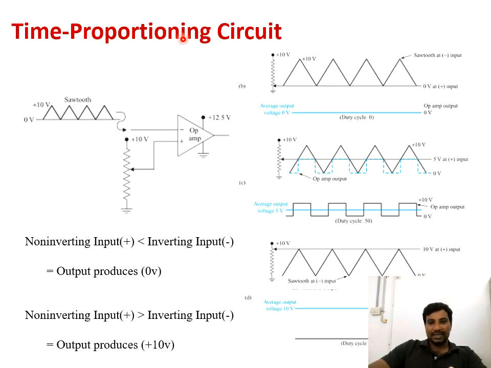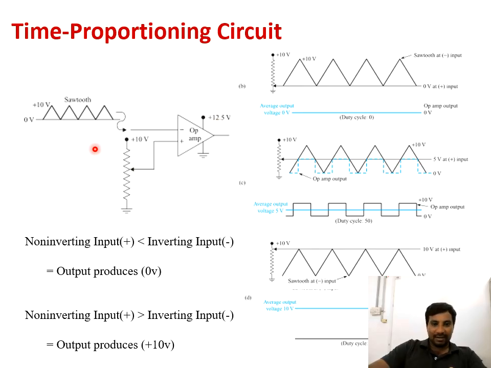Time proportionality in a circuit: it is an electronic control circuit that regulates the average power delivered to the load by switching the output fully on or fully off for varying time intervals. So here the amount of power supplied is controlled by changing the duty cycle, the on and off cycle time ratio.